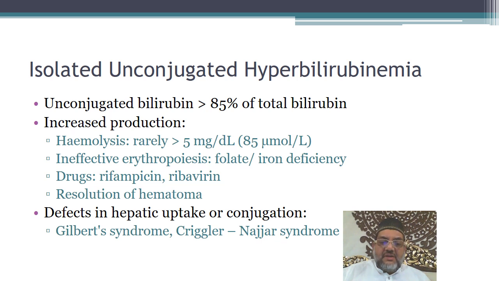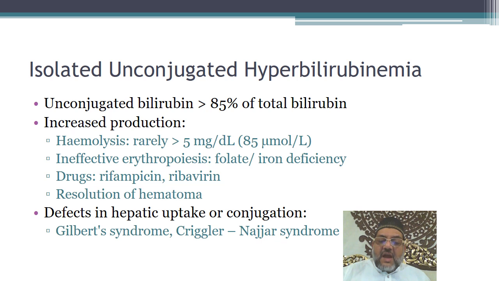Isolated unconjugated hyperbilirubinemia. If there is an unconjugated bilirubinemia, as an adult physician, for me it may be because of some hemolysis, or it could be because of some hematological disease leading to ineffective erythropoiesis. Sometimes it could be because of drugs such as rifampicin and ribavirin. Ribavirin causes hemolytic anemia. And sometimes if a patient has got trauma and there's a big hematoma, the heme is being released to the circulation.